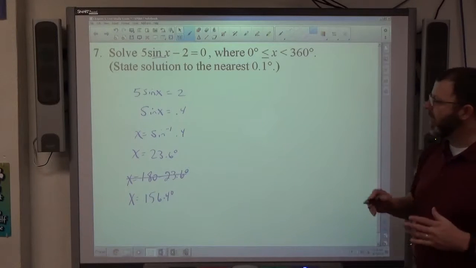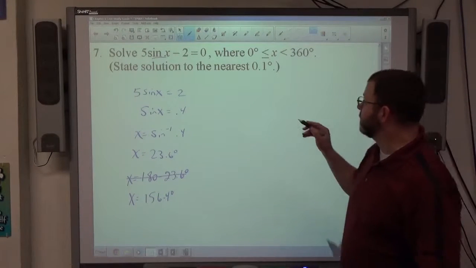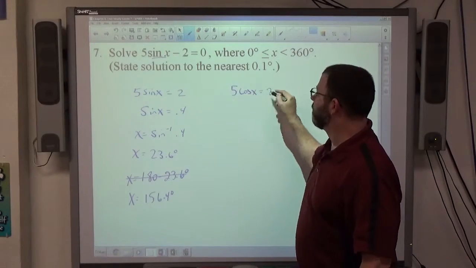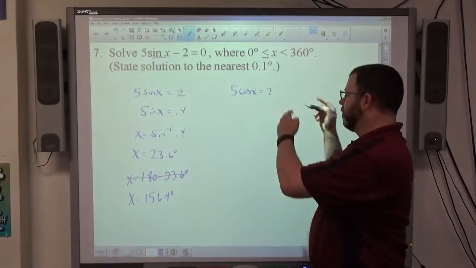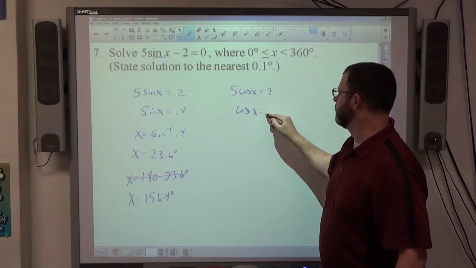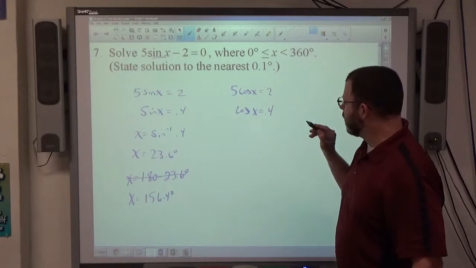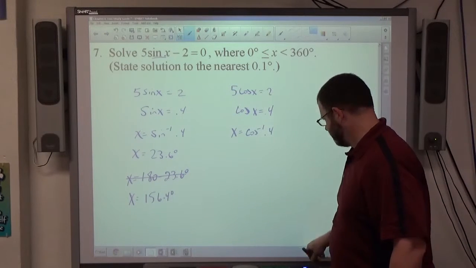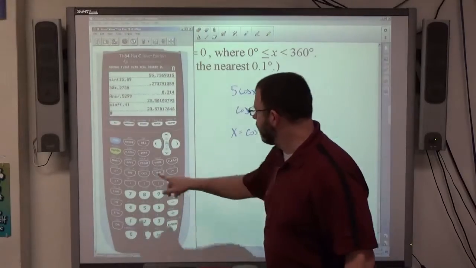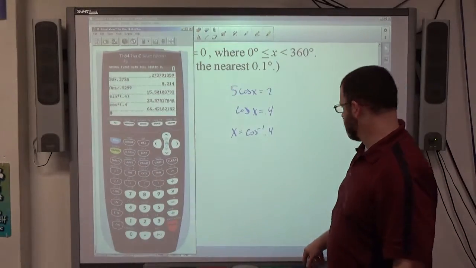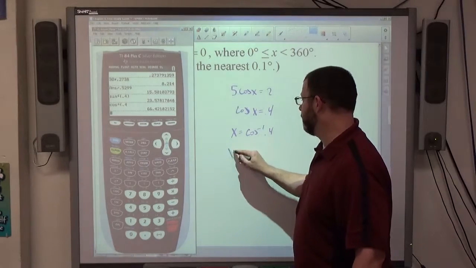Alright, so if it said, let's say cosine, suppose it said 5 cosine of x minus 2, so of course move the 2 over. That gets me cosine of x equals 0.4. So I'm going to do x equals the inverse cosine of 0.4. So inverse cosine of 0.4 comes out to 66.42, so 66.4.